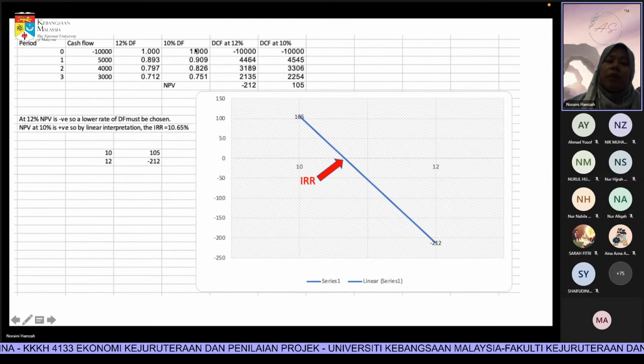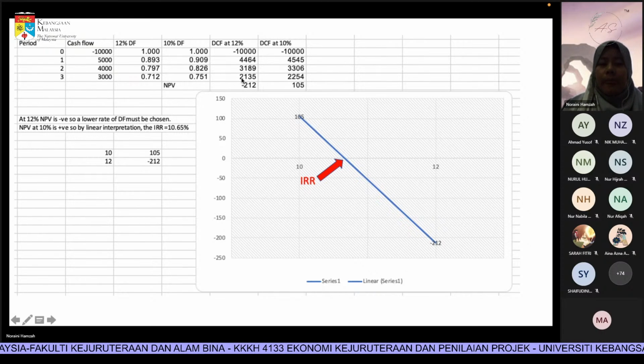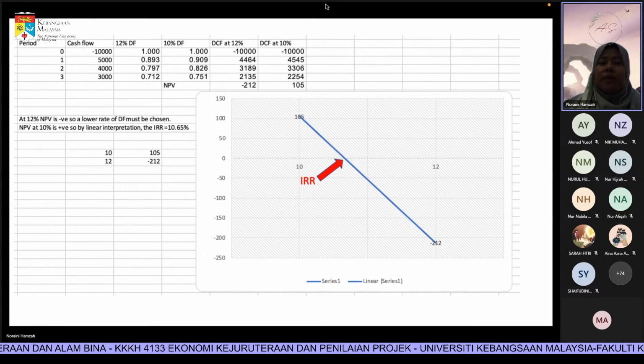Okay. And then, buat juga, get this column. And then this one is the DCF, iaitu DCF for 12%. Meaning that this column 12% DF times the CF. So this one time this one, this one time this one, this one time this one. You get these sets of answer. And then you calculate, do the same for the DCF at 10%. So that you get this answer. Lepas tu you total for the NPV. And you akan dapat negatif 212, positif 105.